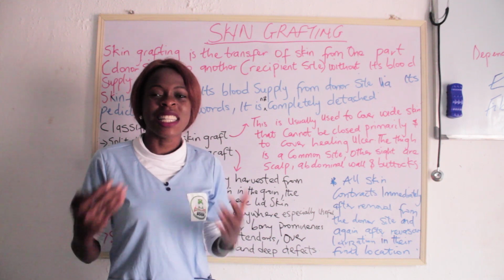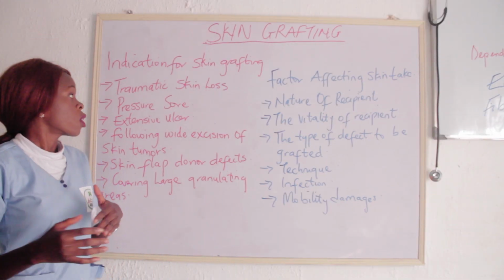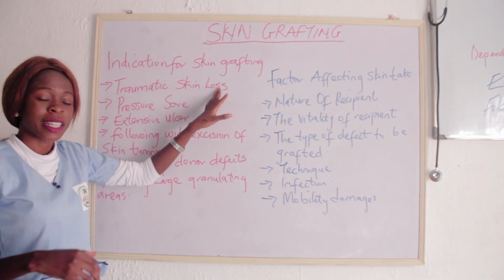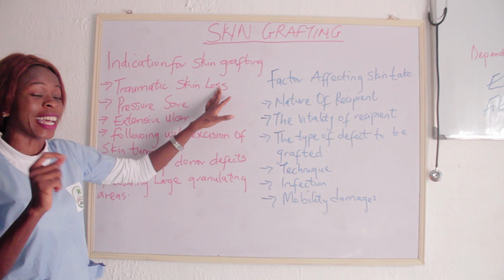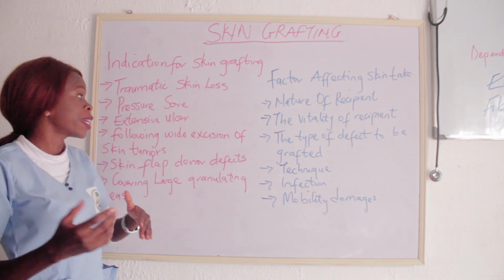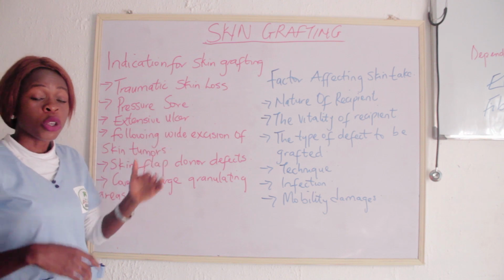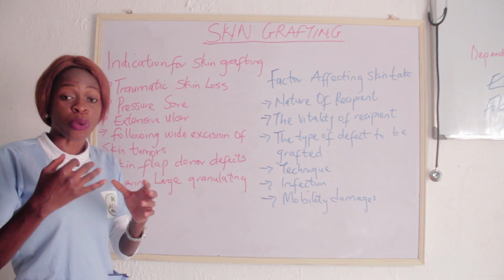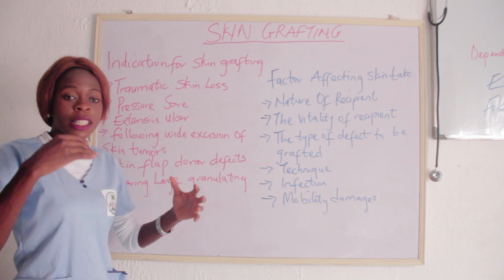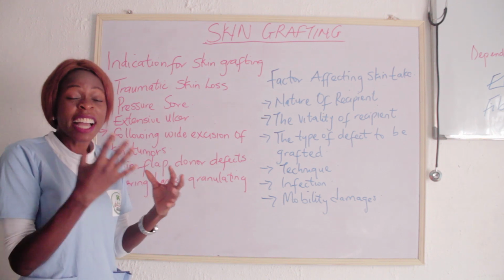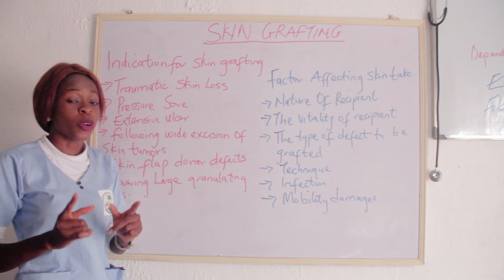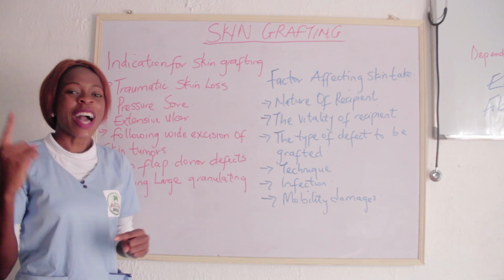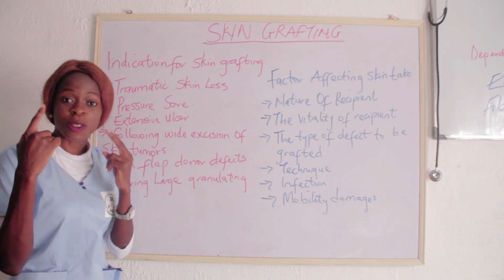Then that takes us to the indications for skin grafting. In terms of indications for skin grafting, we have traumatic skin loss. The skin loss of an individual is really traumatic, and it is very important you skin graft so it can heal properly. Then we have pressure sore. In pressure sore we have grade 1, grade 2, grade 3, grade 4. The severity of pressure sore can actually require skin grafting for it to heal properly. So as a nurse, try and turn the patient regularly to avoid what? Pressure sore.